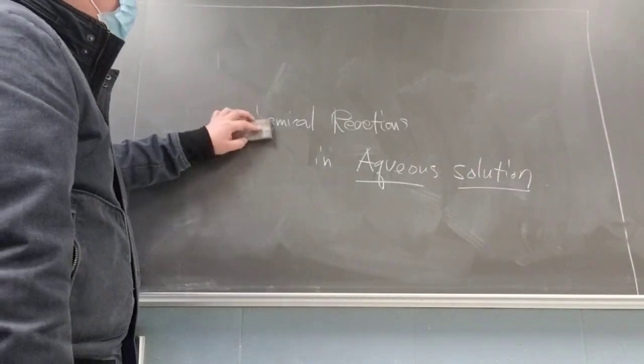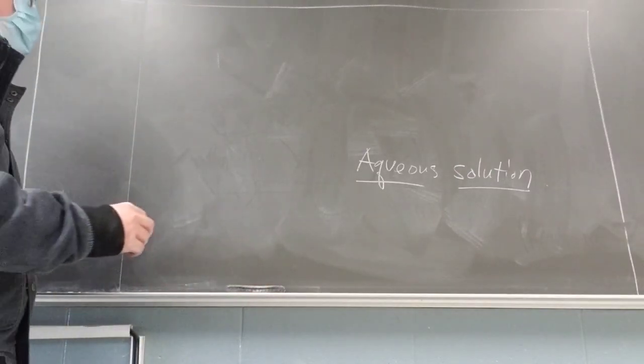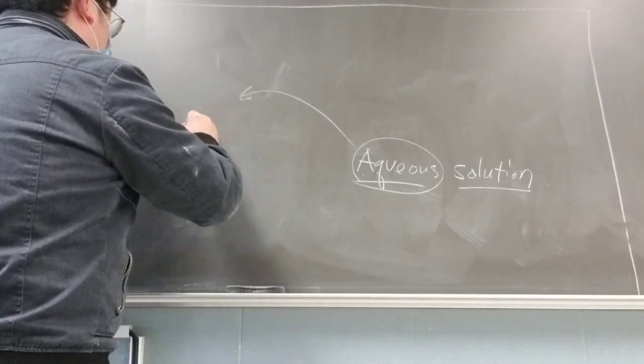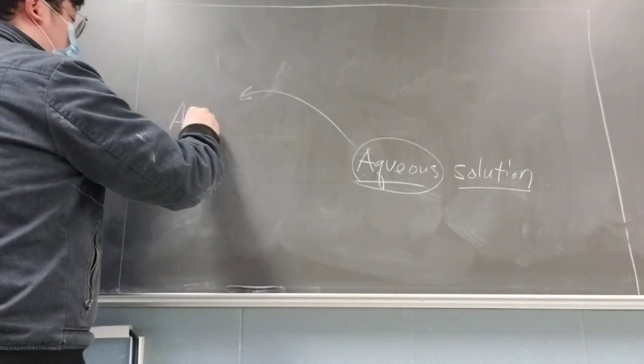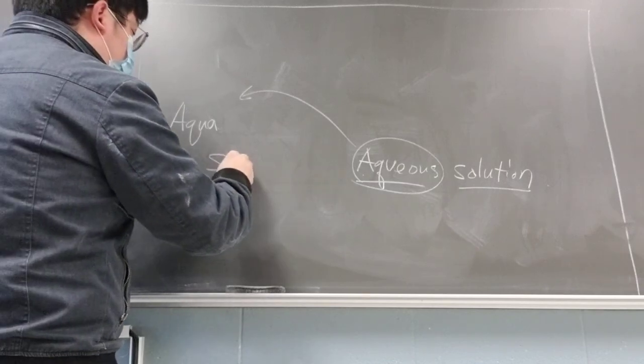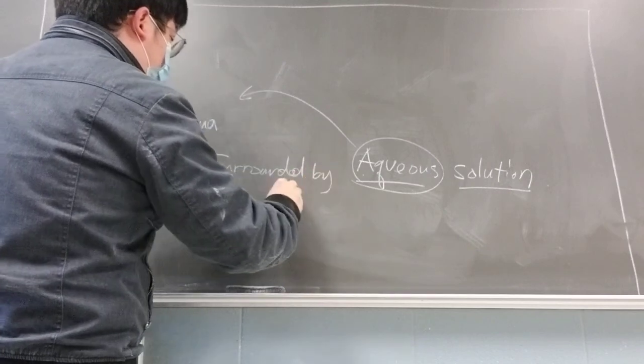So you know chemical reaction now, but we don't know what those two are. Okay, so aqueous simply means, aqua means water. So aqueous simply means it's surrounded by water.